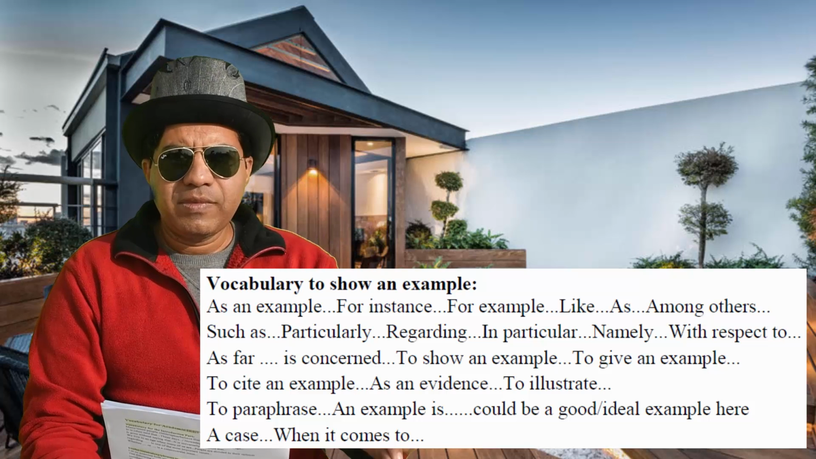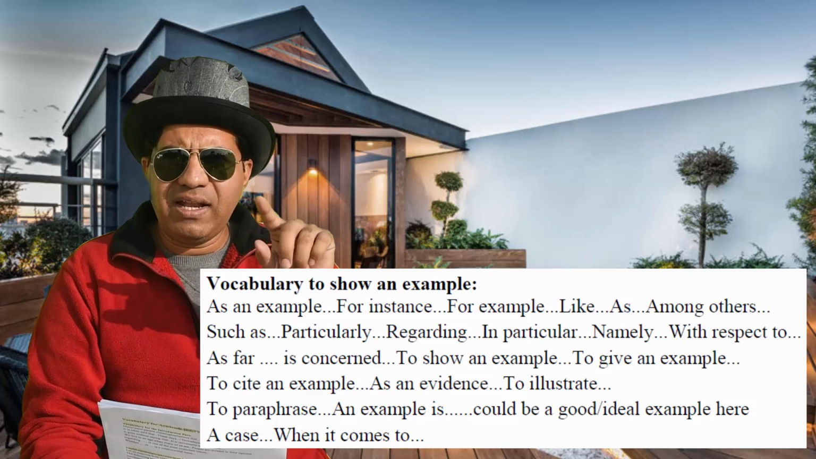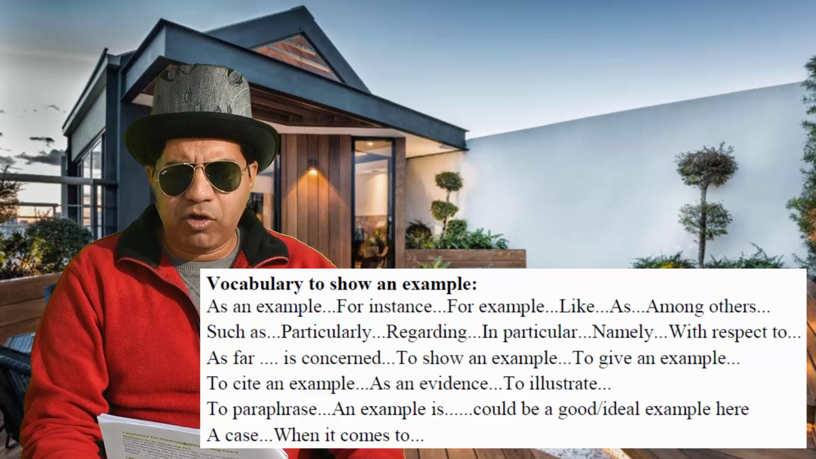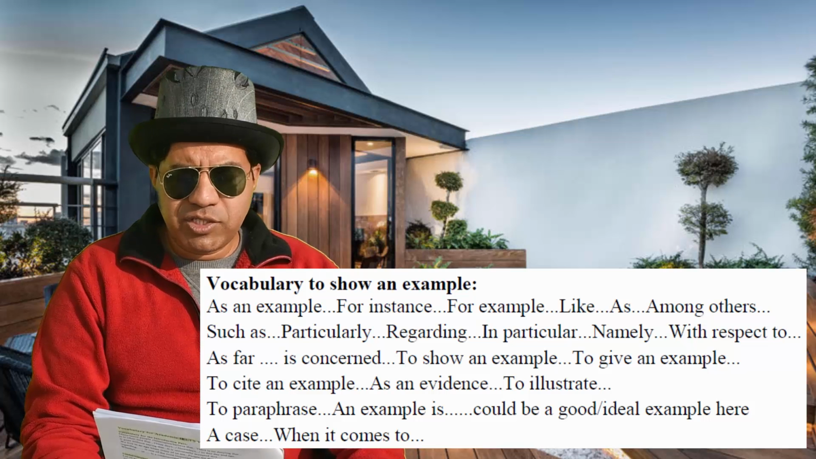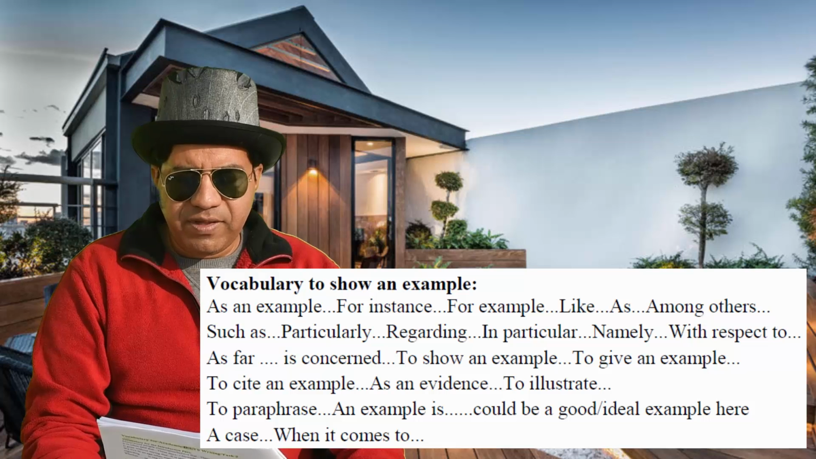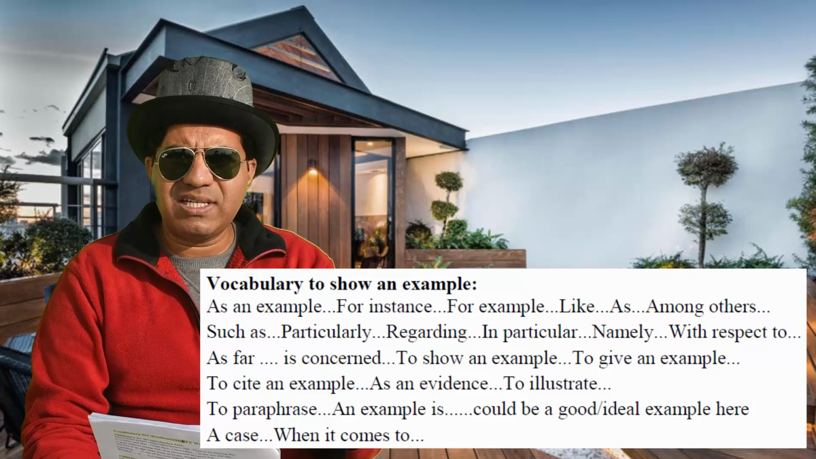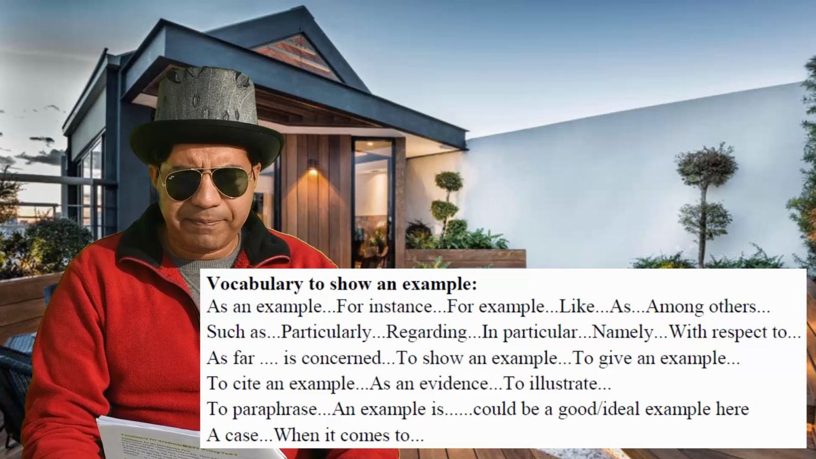Vocabulary to show an example. As an example, for instance, and after that there must be a comma. For instance, comma, as an example, comma, for example, comma, like, as, among others, such as, particularly, regarding, in particular, namely, with respect to, as far as dash is concerned, right? Then you can give the example.